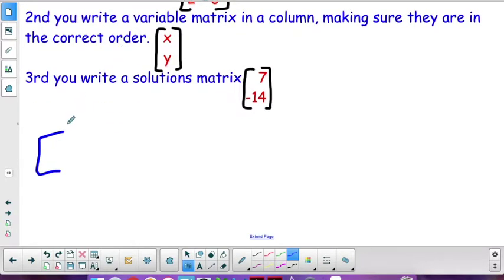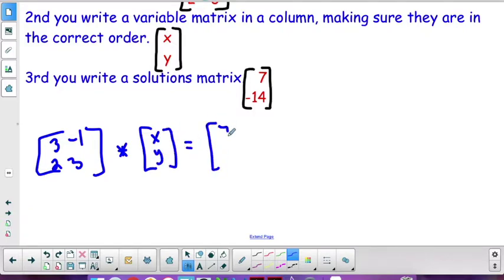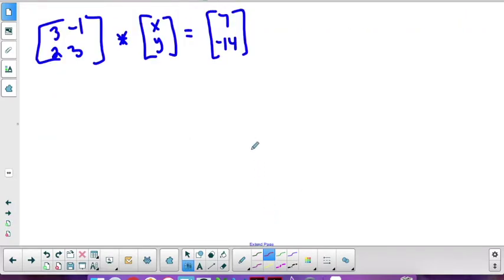So the original problem, again, would be 3, negative 1, 2, negative 3, times x y equals 7, negative 14. Okay, so I'm going to find the inverse of my coefficient matrix. I'm going to go through all the steps that I went through before. You know, you find the determinant, and then you subtract, you know, all that, reciprocate and everything else. Okay, so step 1, 9 minus negative 2 equals 11. All right, so 1 over 11.